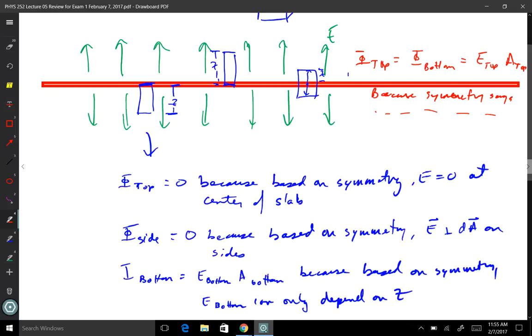So this one here, your flux is going to be 2 times electric field top, area top. These two shapes here, your flux is 1 times that. Of course, when you do the charge enclosed here, it is twice the charge enclosed there. And so those twos cancel out and you get the same answer.